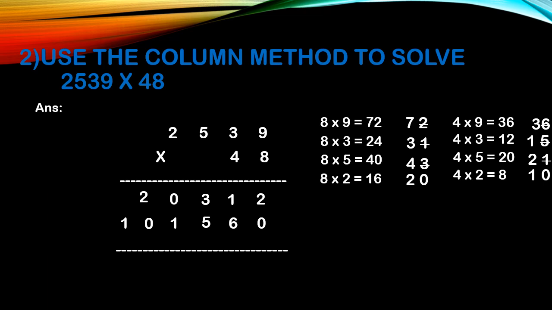Then the final step, we have to add these two partial products. So 2 plus 0, 2, 1 plus 6, 7, 3 plus 5, 8, 0 plus 1, 1, 2 plus 0, 2, then 1. So this is the answer. So 2539 into 48 is equal to 1,21,872.